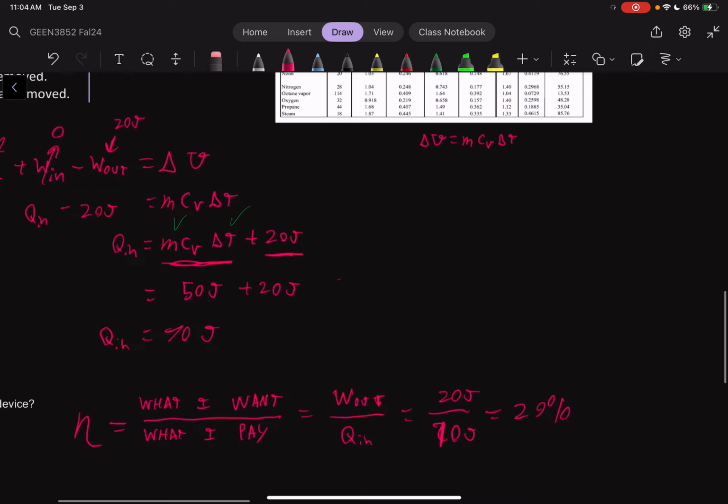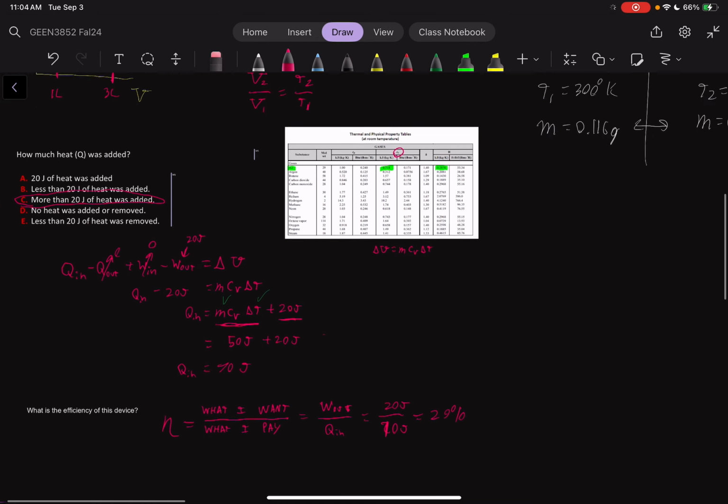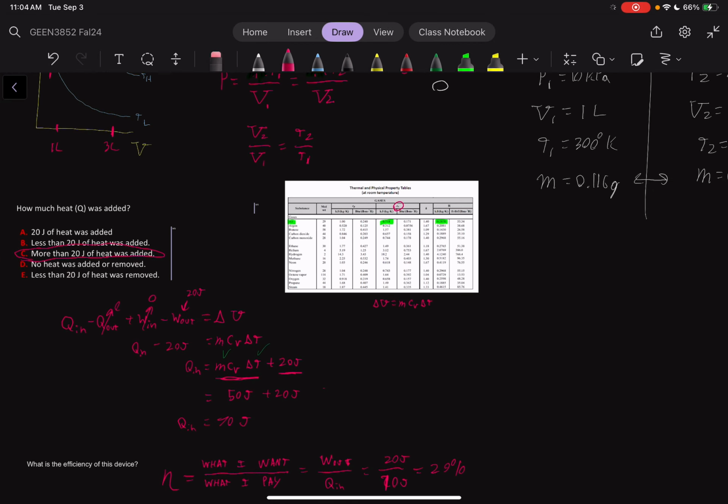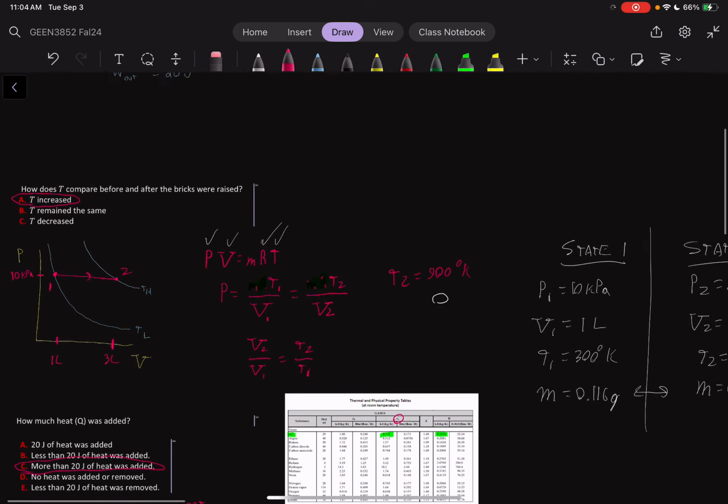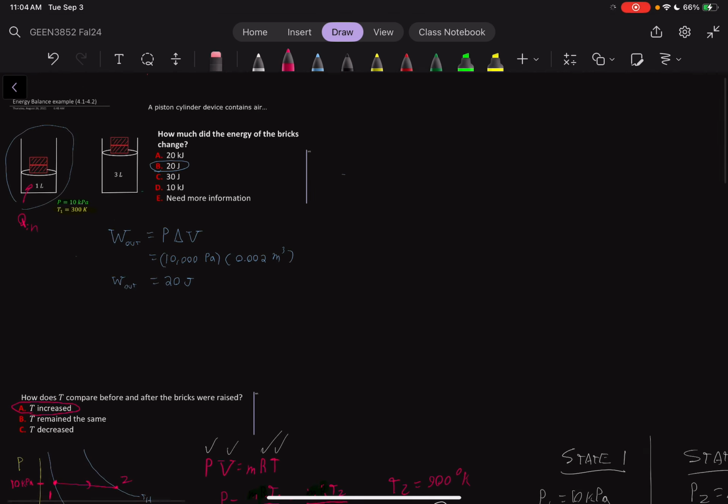So hopefully that video was helpful, working through all those parts of an energy balance, quantifying all those different parts of where the energy comes and goes in a very simple system.